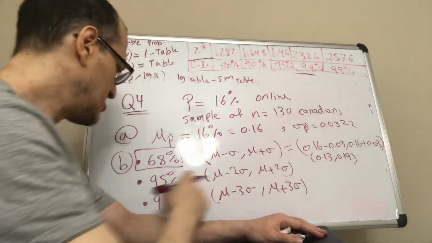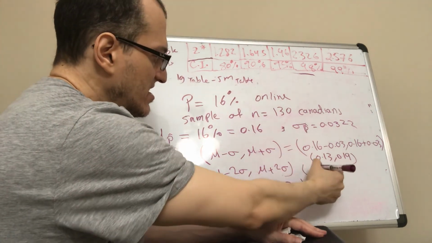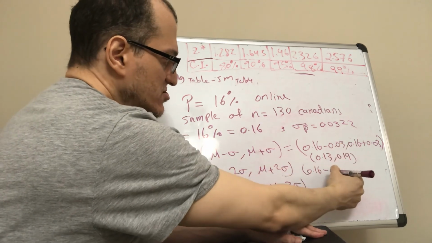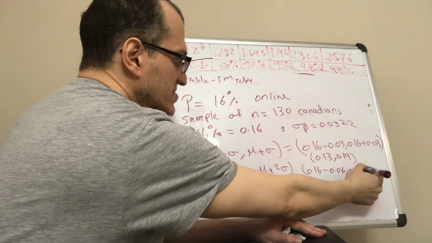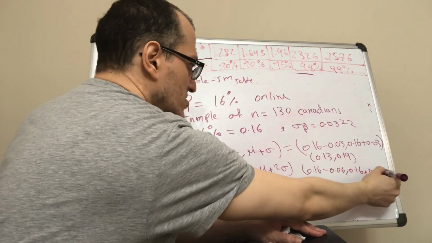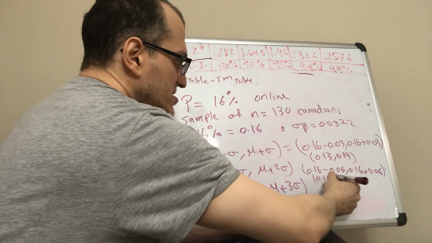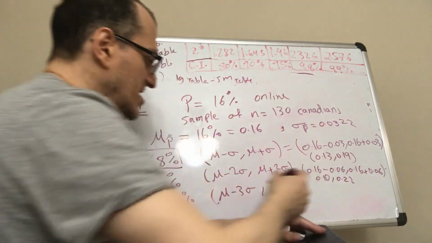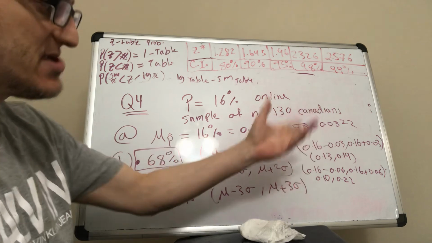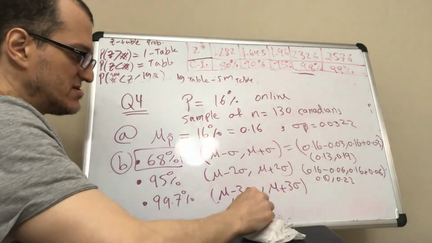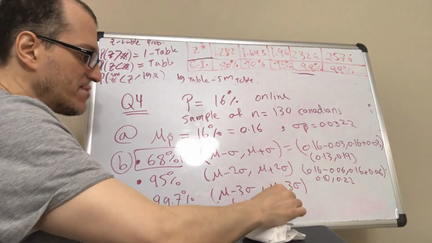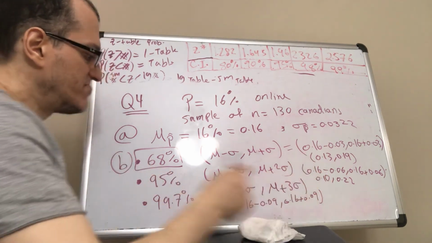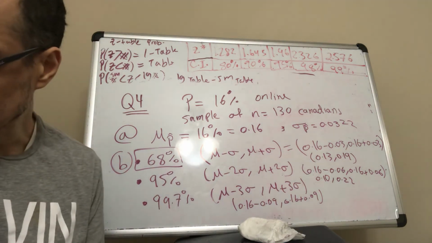If you're asked for 95, then you take the 16% mu, you minus 2 of these. So you minus 0.6, and you take the 16 and you add 0.6. That will give you 10 to 22. And if you're asked for 3, then you'll add the 3% 3 times. So that would be 16 minus 0.9 and 16 plus 0.9. But they only asked for the 68, so we only do the first one.